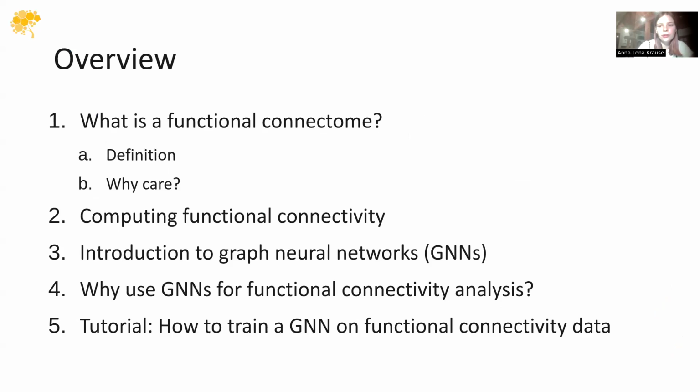So, quick overview. I'm going to start off by giving you a bit of background information. So I'm going to tell you what a functional connectome is and why we care about them. Then I'm going to tell you how to compute them. I'm going to give you a very brief introduction to graph neural networks, just so that you're aware what they are. And I'm going to tell you why we should use graph neural networks for functional connectivity analysis. And then we're going to get to the practical part where I'm going to show you in Python how to train a graph neural network on functional connectivity data using a toy example.